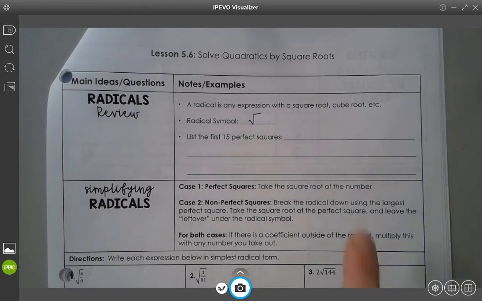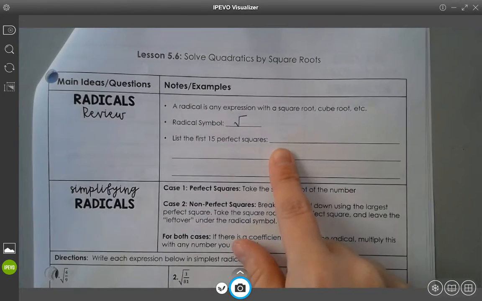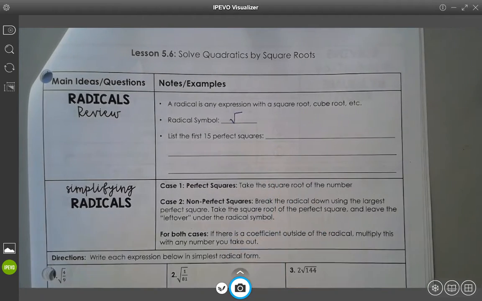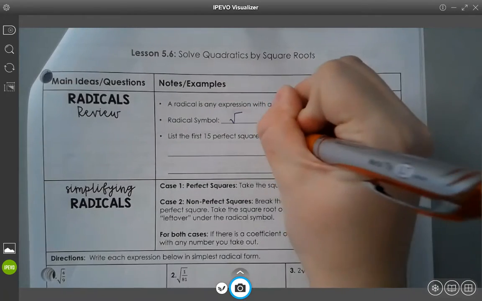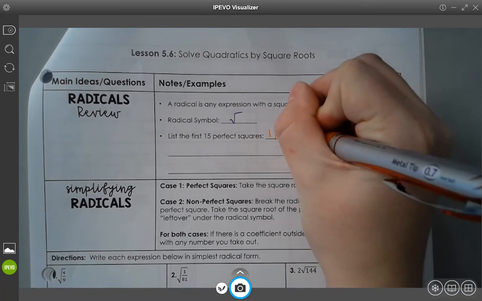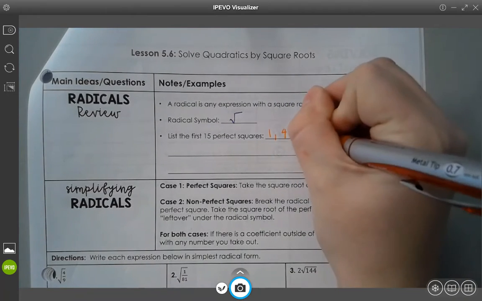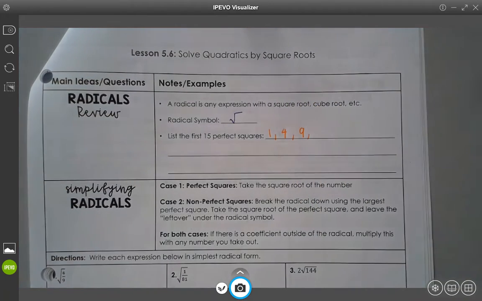And I want you to use your calculator to list the first 15 perfect squares. So like 1 squared is 1. 2 squared is 4. The next one would be 9, and so on. So list the first 15. So do 4 squared, 5 squared, 6 squared, all the way up to 15 squared. Just use that one, it's fine.